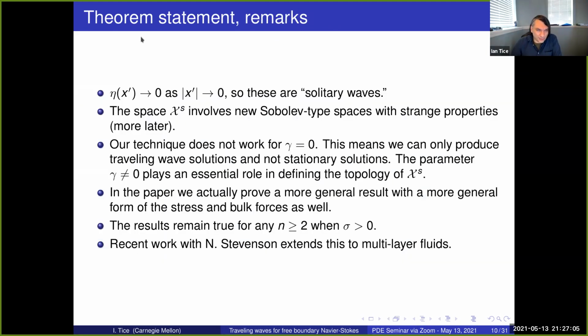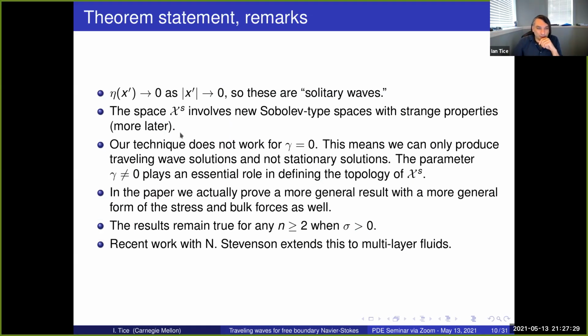So here are some remarks about our result. Our free surface function goes to 0 out at infinity. And in the traveling wave Euler world, these are what are called solitary waves, because it means that our perturbation sort of exists locally, and then out at infinity, it sort of goes to 0 and becomes quiescent.